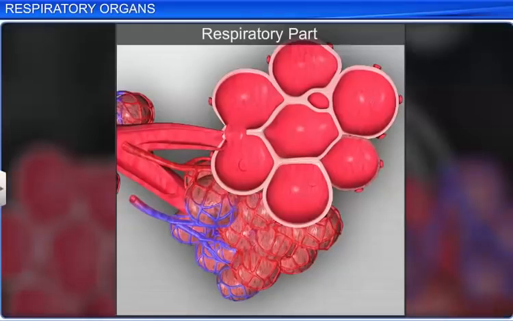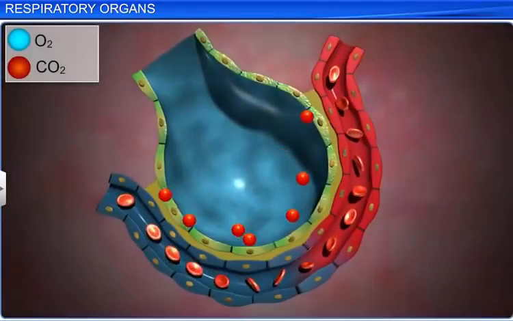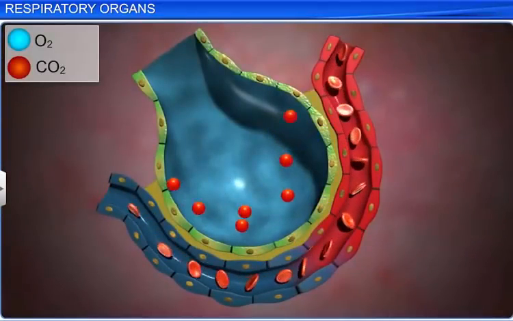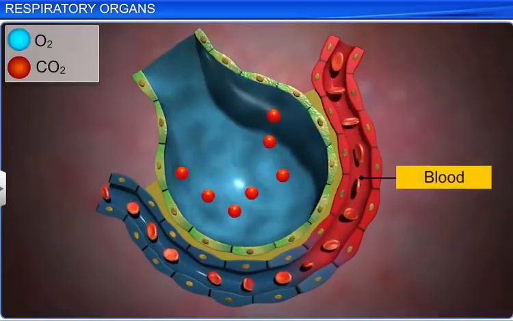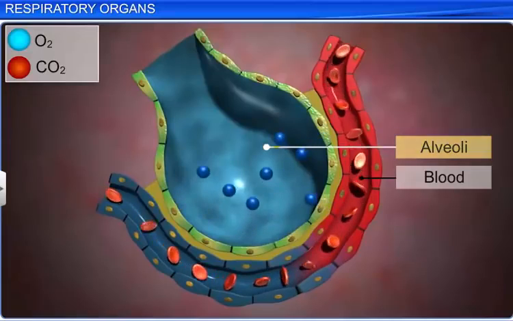The respiratory part contains the alveoli and the alveolar ducts. The actual diffusion of oxygen and carbon dioxide between blood and atmospheric air takes place in the alveoli of the respiratory part.